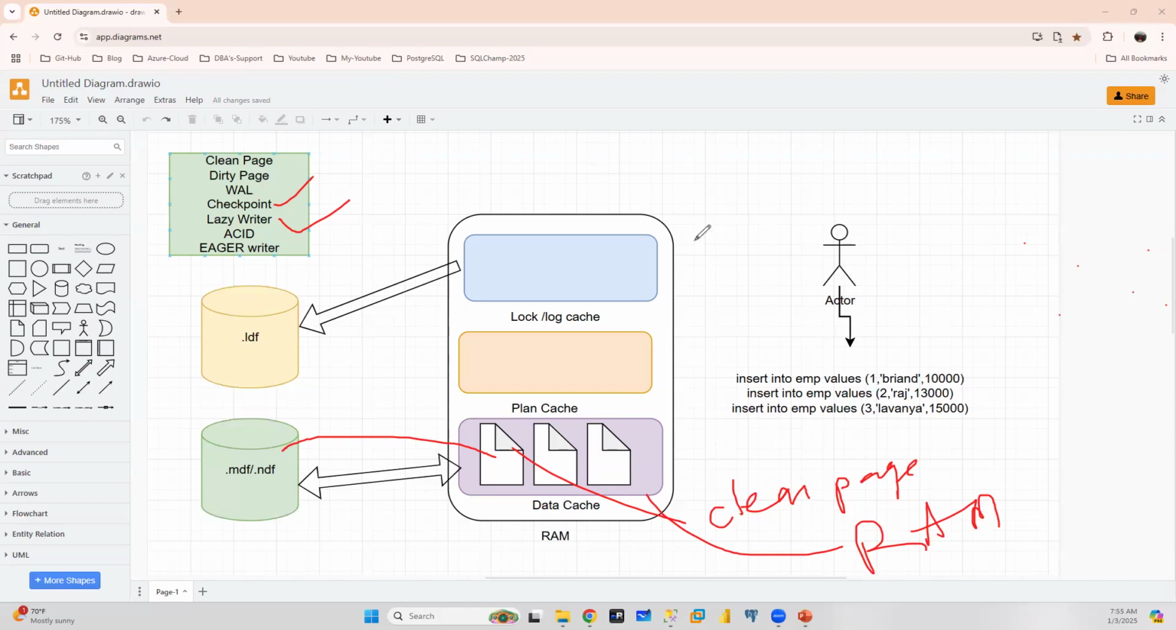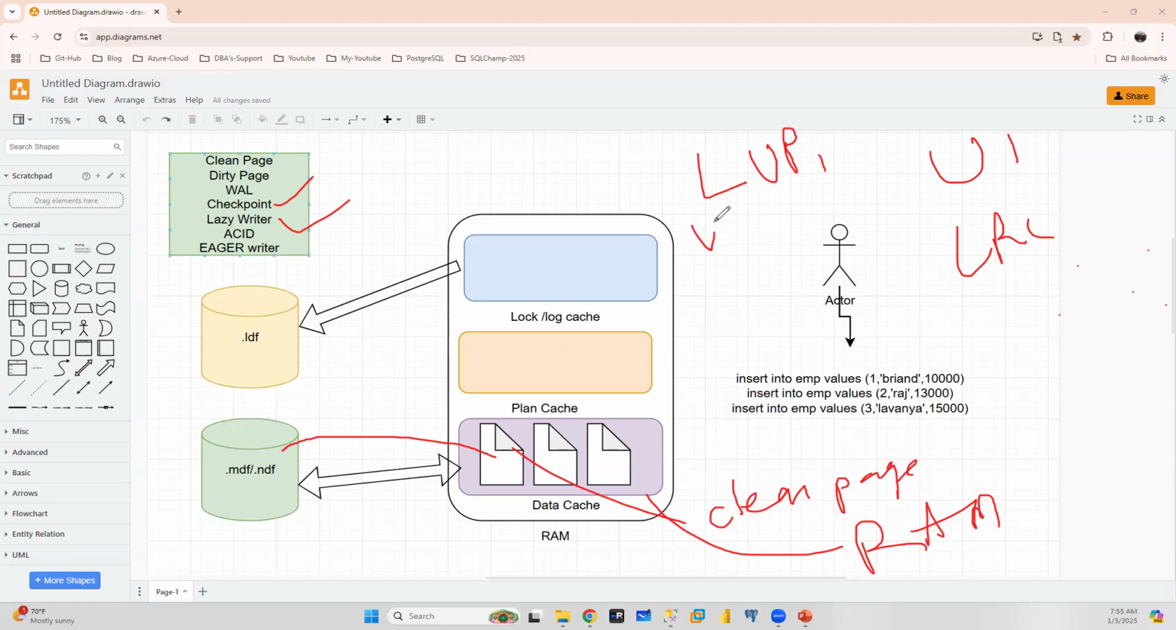There is an algorithm: least used pages, or least reference count. Based on this algorithm, see, these are internals, so just understand the logic. The pages are copied from MDF or NDF to the buffer. Is that clear, right? First point, everyone.